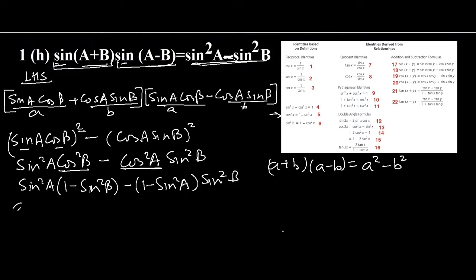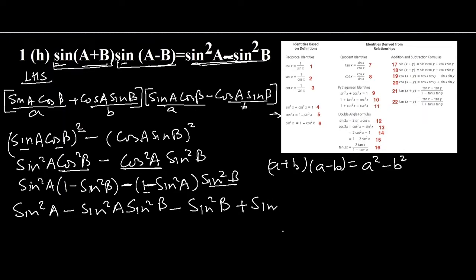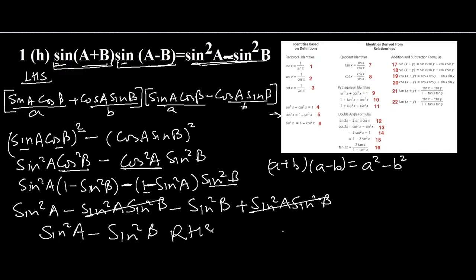Let's open the brackets now. Sine square A minus sine square A sine square B minus sine square B times 1 will be sine square B, and this minus will make it positive sine square A multiplied with sine square B. And now you can see this part and this part are exactly same, and they are opposite signs. They got cancelled and we are left with sine square A minus sine square B, which is our RHS. We proved it.